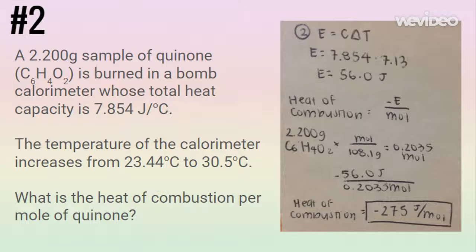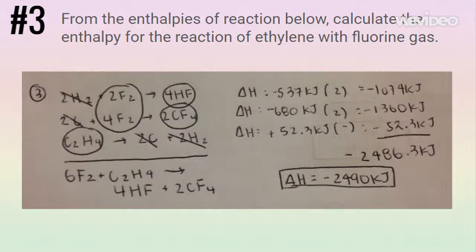For problem 2, what I originally did wrong in the quiz was that I used the wrong equation. I used mc delta T instead of just C delta T. For problem 3, I got the right answer but accidentally left out the negative sign.